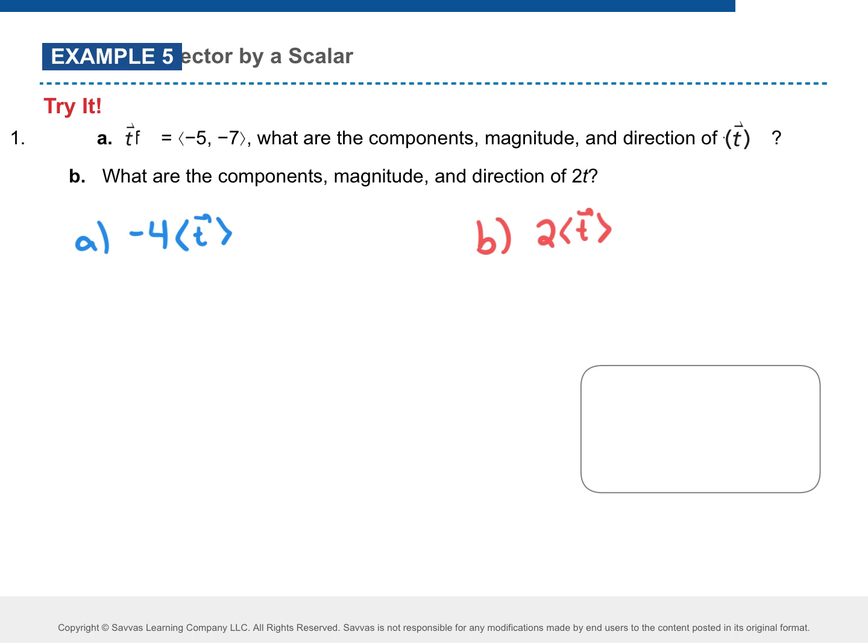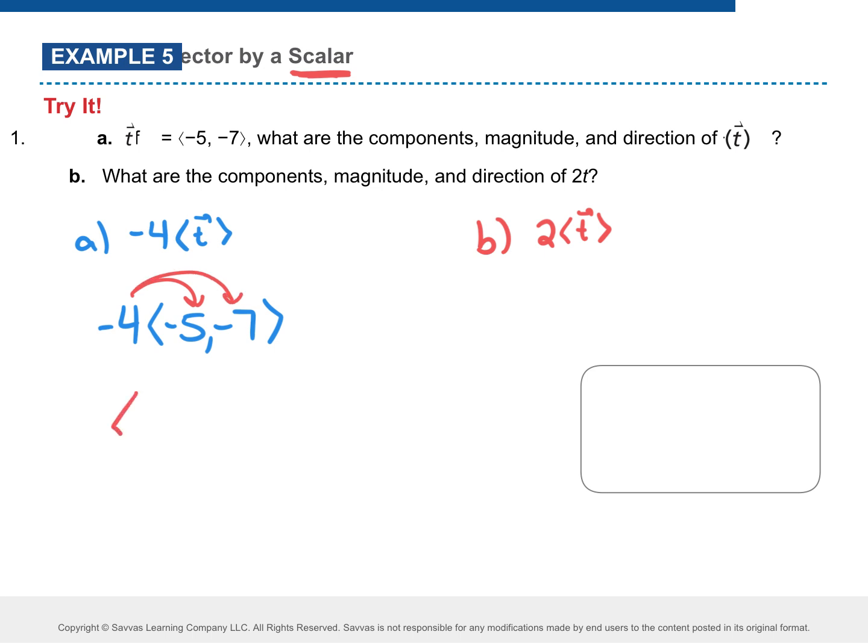Okay, when we multiplied matrices by a scalar, what did we do? We distributed each term, right? So this one, if I rewrite this, I have 4 times negative 5, negative 7, yeah? I just put vector t in for there. What do you think we're going to do? Oh, that's supposed to be negative 4. Yeah, exactly. We're going to distribute that negative 4 to both terms to give us a new vector.